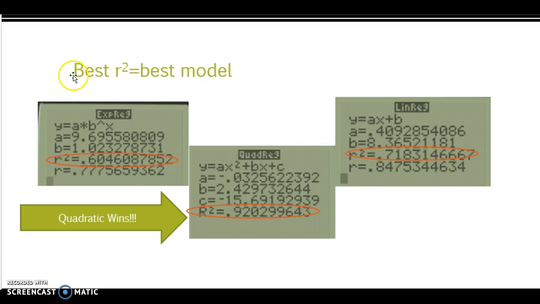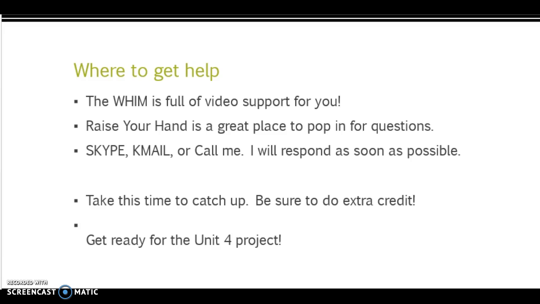How do you know which model is the best? The one with the best R-squared, or coefficient of determination. And in this case, comparing the data from a linear, quadratic, and exponential regression of some points, the best R-squared is from the quadratic regression, meaning the quadratic model is the best for that data. That's the only really new idea that we would be talking about.